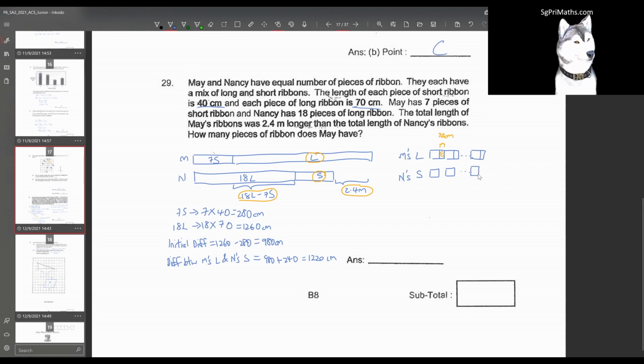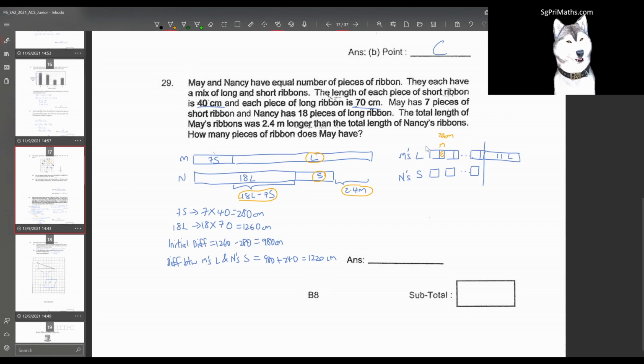is that Mary has 11 more long ribbons than Nancy's short ribbons, because at the start Mary has 11 short. Because they have an equal number of pieces of ribbon, definitely Mary's long will be 11 more than Nancy's short. And then we found the initial difference here, which is 1220.